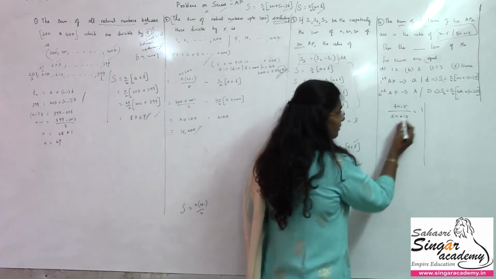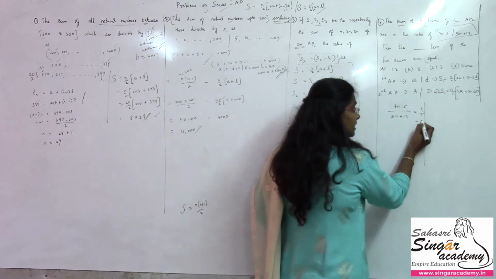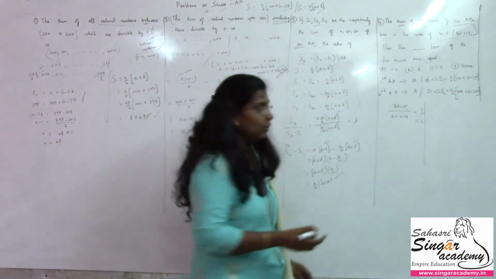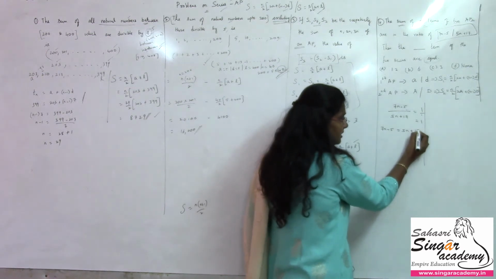7n minus 5 divided by 5n plus 17. So this is 1 by 1, which can be written as 1. Now let's cross multiply. So 7n minus 5 is equal to 5n plus 17.